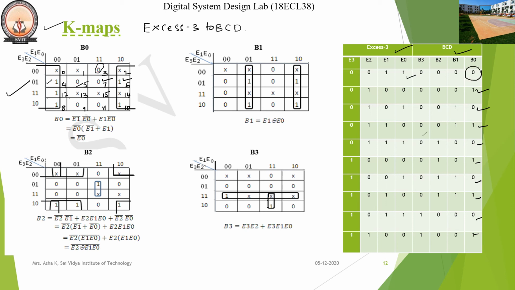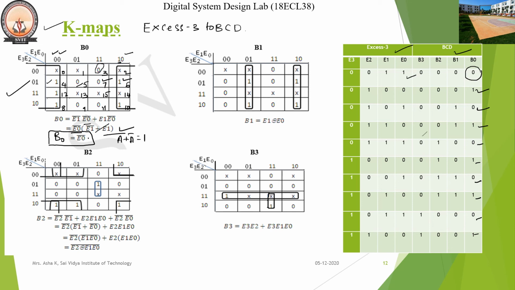Here we are going to get one octet term, that is, E1 complement with E0 complement, and here E1 with E0 complement. Consider a common term outside, that is E0 complement, and we'll have E1 dash with E1. So these cancel each other, that is A plus A dash is equal to 1. Hence B0 bit is equal to E0 complement.